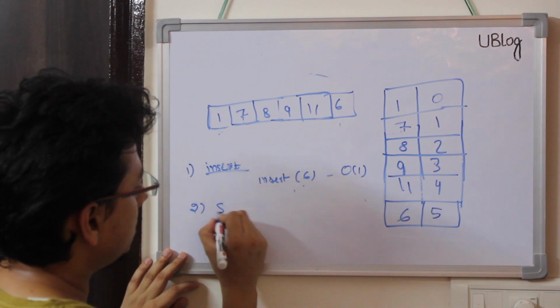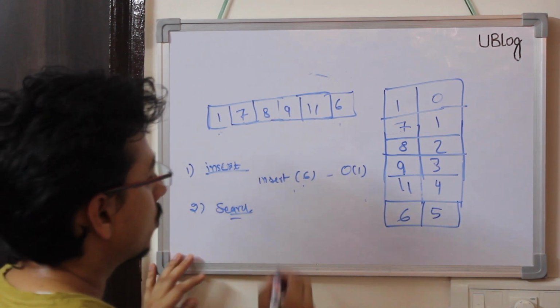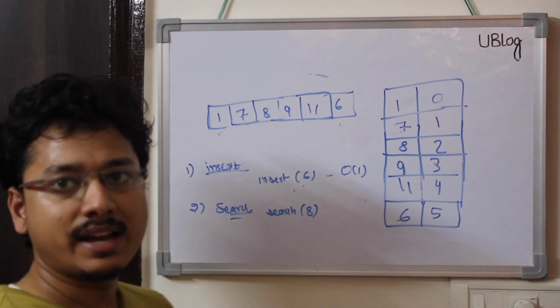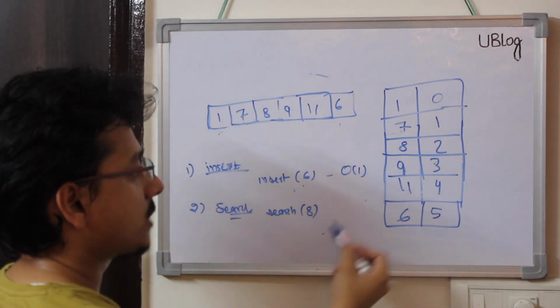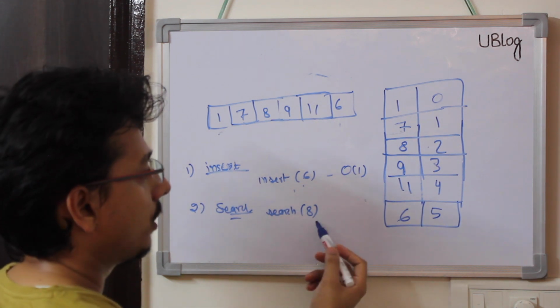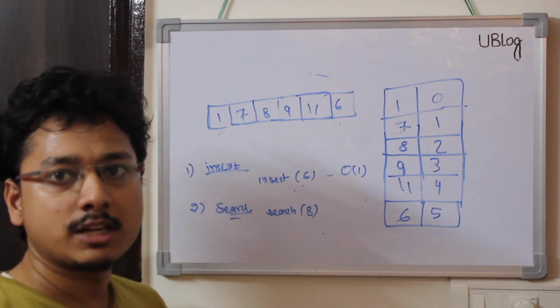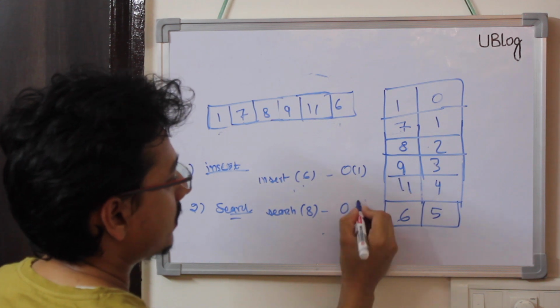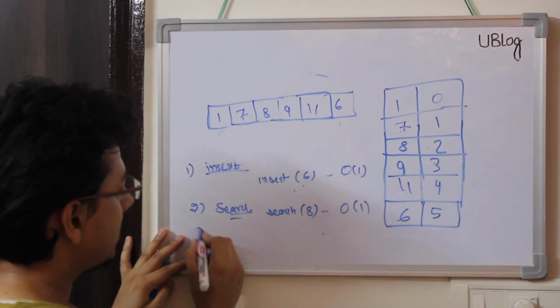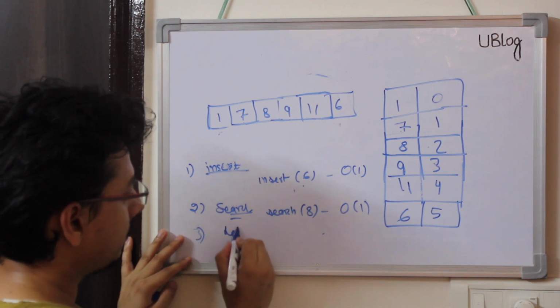Now let's see the search use case. For example, I'm getting a search call for 8. So I can just do a hashmap.get 8 and see if it has a value or not. The search in the hash map is constant time, so my search in this new design is also constant time. Now let's move to the delete part.